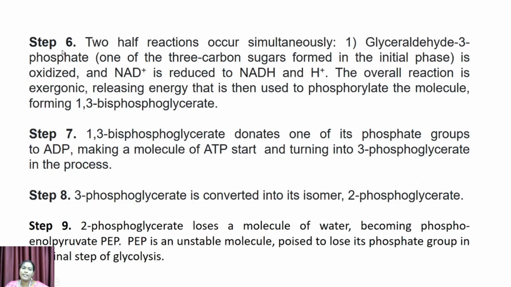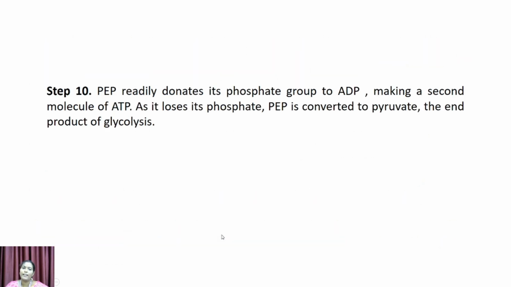Okay. Next, step 6, step 7, step 8, step 9, step 10. This is the overall reaction, the last reaction of glycolysis. PEP, that means phosphoenol pyruvate, readily donates its phosphate group. Okay. ADP, adenosine diphosphate, is used to make a second molecule of ATP. As it loses its phosphate, phosphoenol pyruvate is converted into pyruvate, the end product of glycolysis.